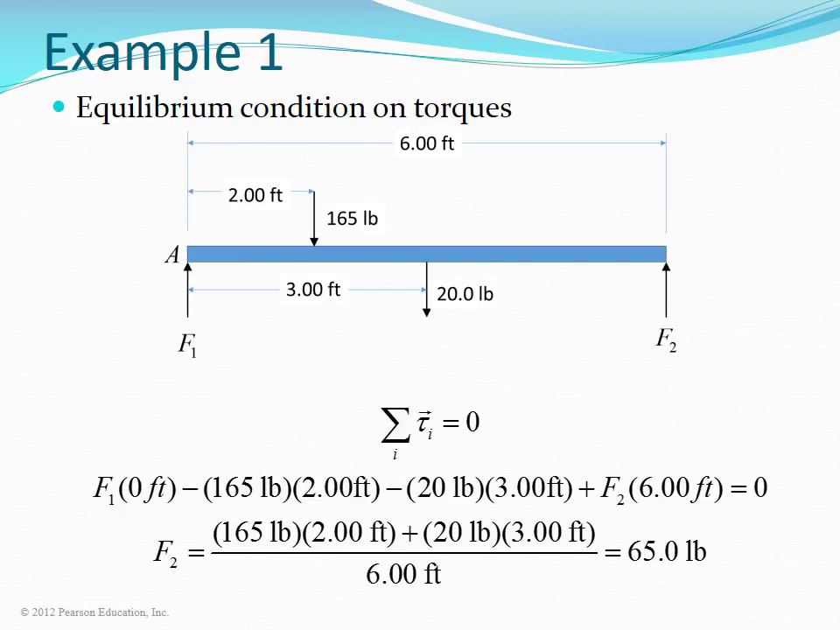We again write the equilibrium condition on the torques. F1 is at the pivot point and gives no torque. The man is 2 feet from the pivot point and provides a clockwise or negative torque. The plank itself provides a negative torque in the clockwise direction. The distance must be 3 feet. That is the center of gravity.